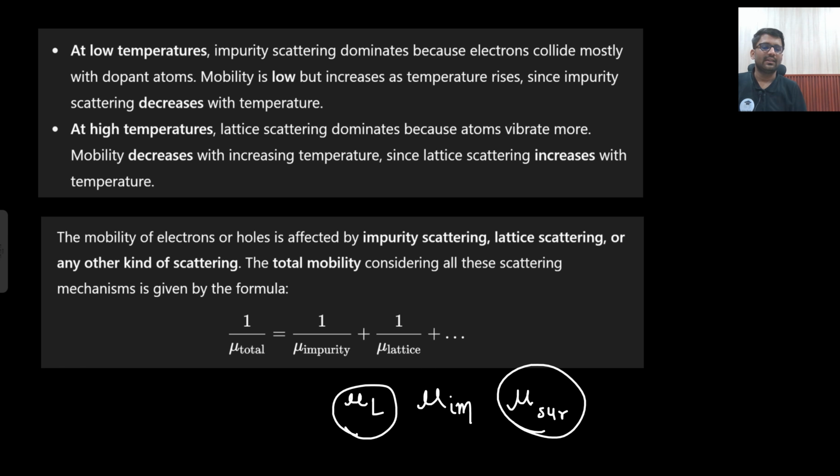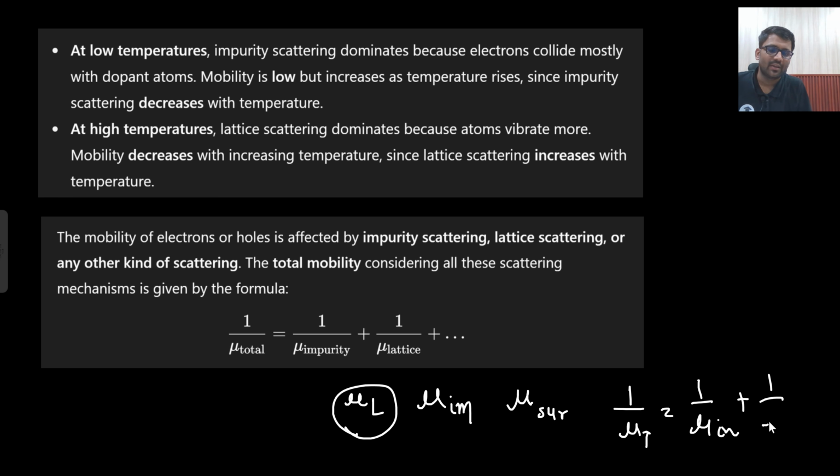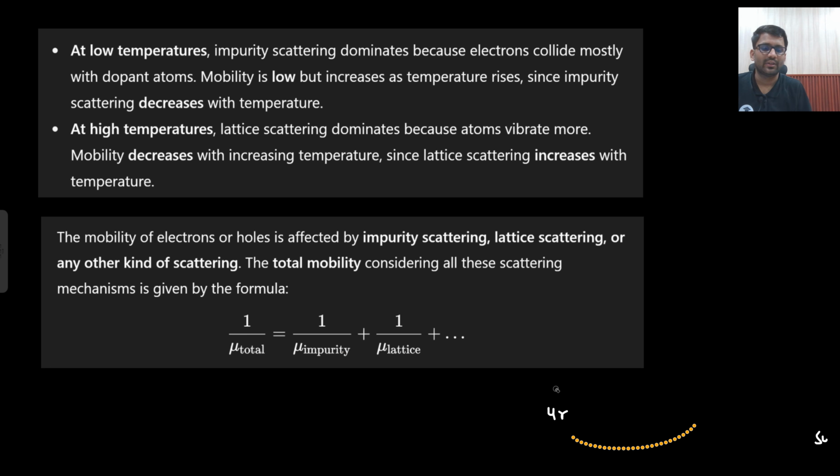Now they ask you what is the total mobility. So for that you need to apply this formula: 1 by mu total will be 1 by mu impurity plus 1 by mu lattice plus 1 by mu surface, and so on. Let's solve a numerical on this, you will be able to understand.